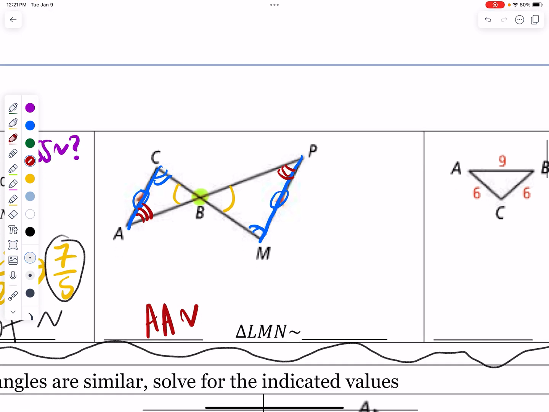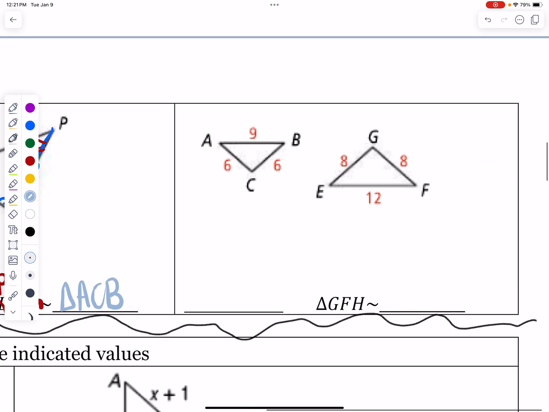And I did need to fix this. This is supposed to be PMB. PMB. So what is that going to be similar to? PMB is going to be similar to P to M to B. So red, blue, yellow. Red, blue, yellow would be ACB. Okay. And then last but not least, I needed to change this to an E if I remember right, GFE.